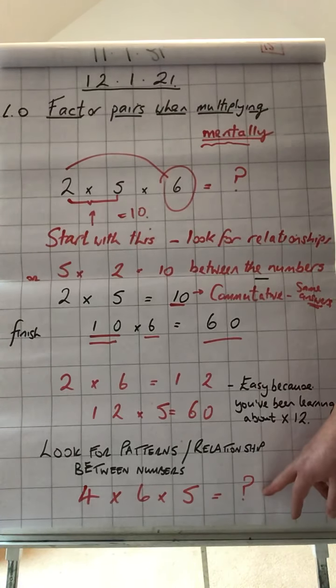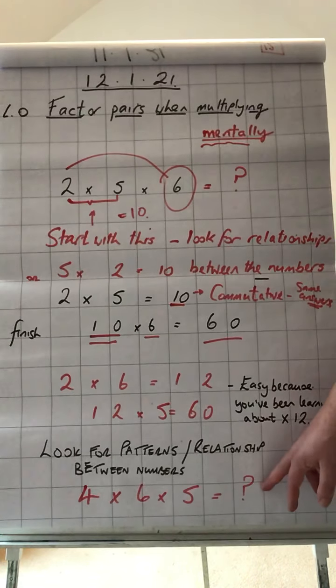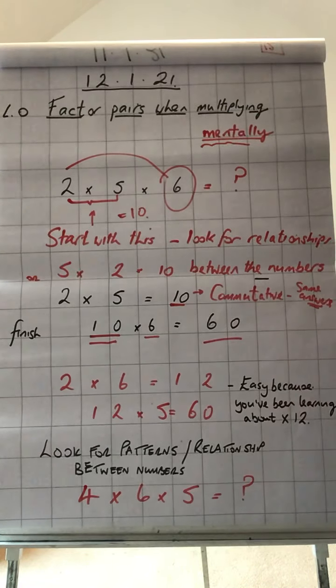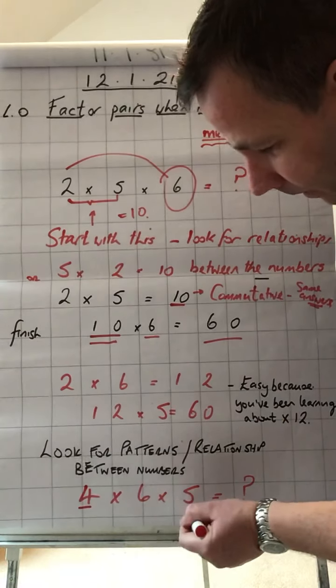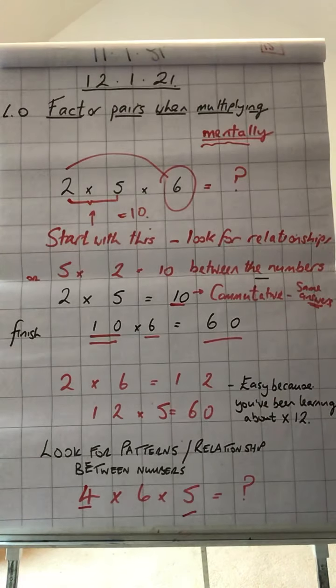This might be a question you get: 4 times 6 times 5. Again, what will you do first, and then what will you do second? Which pairs of numbers might I multiply first, because they have a relationship? That's what you're going to be doing.